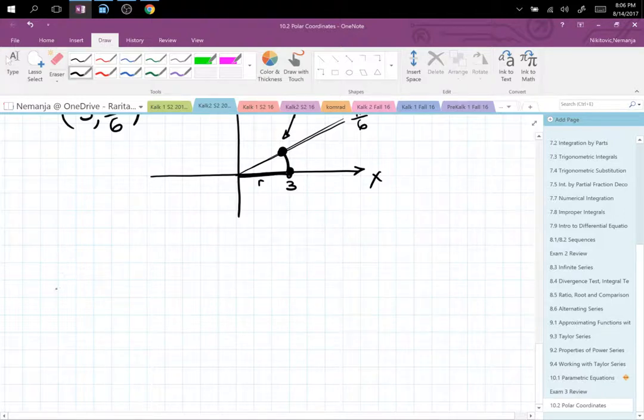All right, so try this. Negative 4, pi over 3. Negative 4, pi over 3.